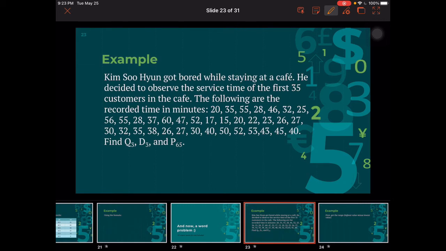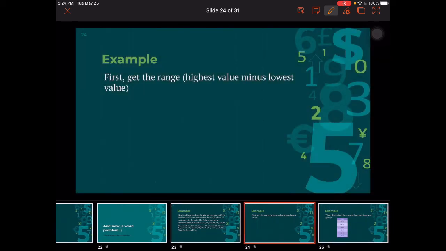So, if you notice, you are given raw data. So, what are we going to do if you're given raw data? Of course, we're going to change your raw data into grouped data. So, how do we do that? First, i-identify muna natin yung mga kailangan nating hanapin. Si Q3, si D3, at saka si P65. So, you are given raw data. What do you do? First, identify your range or your highest value minus your lowest value.